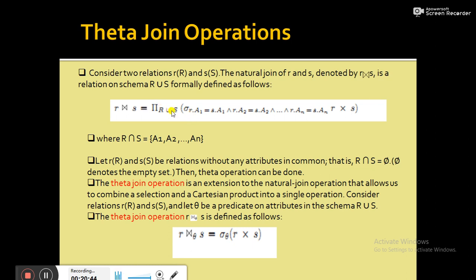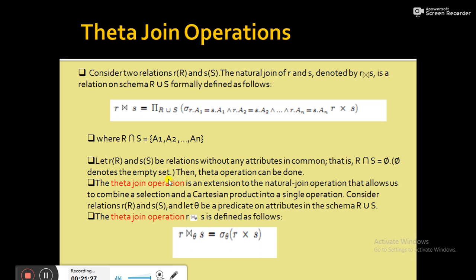And pi of R union S is all about the schema of the resultant output. R union S means it will combine all the attributes from R and S, and the duplicate attribute will appear only once. So one point we can conclude here is that in the case of natural join, we can do it only if both relations R and S have at least one common attribute. They may have more than one common attribute, but for doing a natural join, relations R and S must have at least one common attribute.